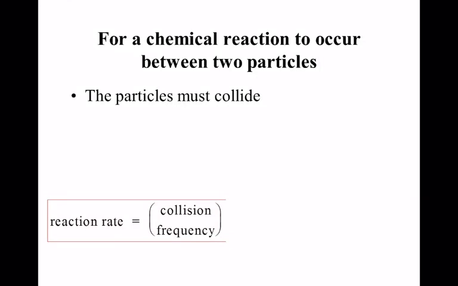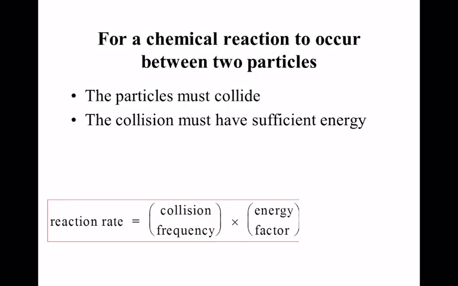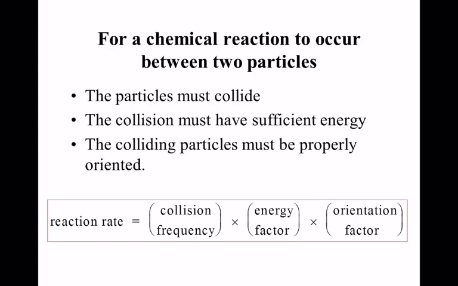So if we think of them, your particles need to collide in order to proceed from reactants to products. They need to have sufficient energy. After they find each other, they need to have the energy to go ahead and make a successful collision. And sometimes, not only do they need to collide with the sufficient energy, but there's an orientation factor. So they need to be properly oriented. And I'm going to show you a little video of each one of these.